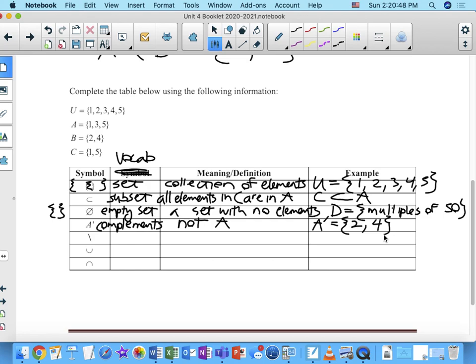Okay, and then we've got this backslash, which is minus. Okay, so this means in one set, but not another. Okay, so if, for example, let's say I did A minus C. Right, so if I take set A, which is 1, 3, 5, and I subtract set C, I take out the 1 and the 5. All I'm left with is the 3.